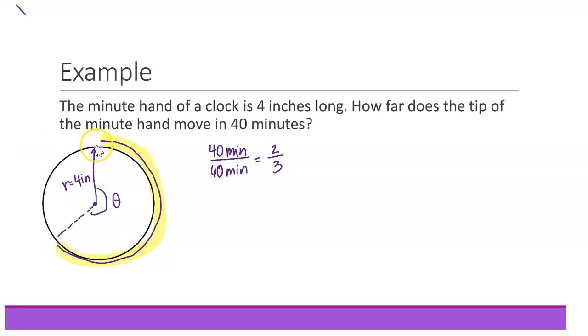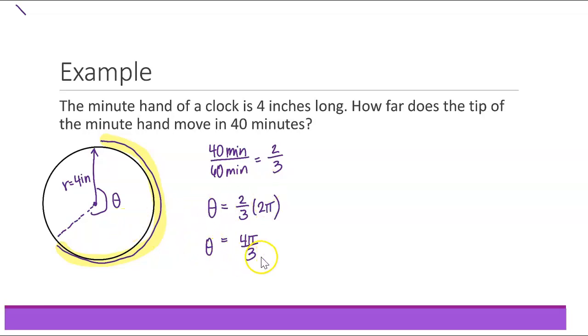And I know that an entire revolution is equal to 2 pi radians. So in other words, my value of theta is 2/3 of 2 pi. So I've gone 2/3 of the way, because 40 minutes out of 60 minutes reduces to 2/3, and I'm taking 2/3 of the complete revolution around a circle, which is equivalent to 2 pi. So in other words, I have an angle theta in radians of 4 pi over 3.